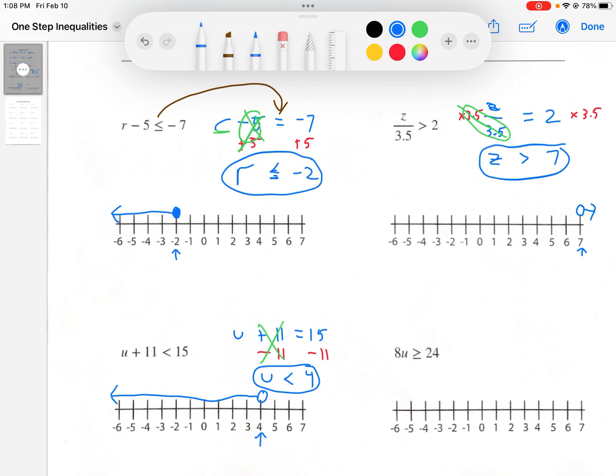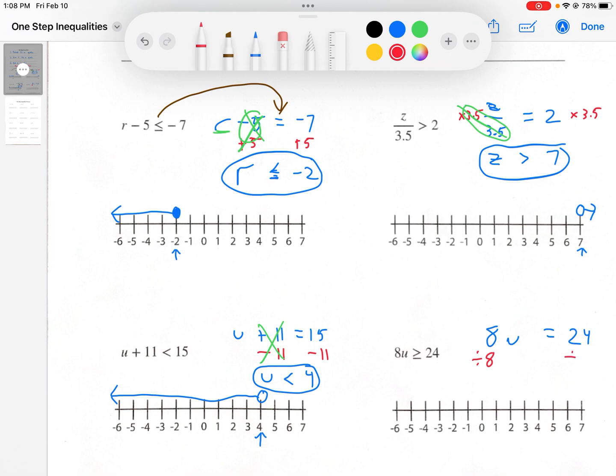And the last one on this page, 8 times something is more than or equal to 24. Now notice I said times. Remember that if a number and a variable are squished together like that, it means they're being multiplied. 8 times u equals 24 if I'm going to pretend that's an equation. I'm going to get rid of times by dividing.